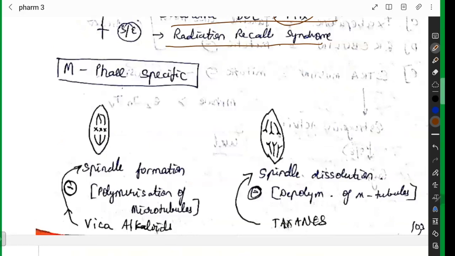I'll give you 1 minute break. So just kindly recall whatever we read till now. We have read cell cycle non-specific drugs. In cell cycle non-specific drugs, we read 3 classifications: alkylating agent, platinum compound, anti-tumor antibiotic. In alkylating agents, you have nitrogen mustard, nitrosoureas, and triazines.